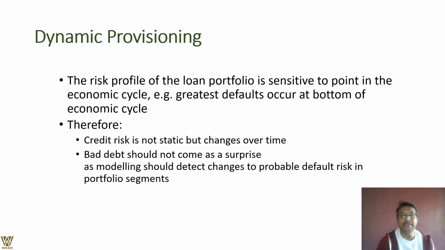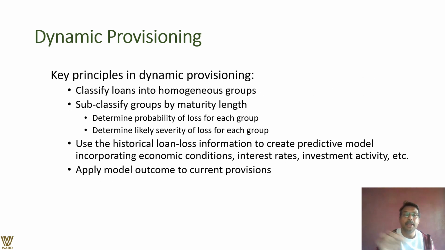Dynamic provisions: the risk profile of the loan portfolio is sensitive to the point in the economic cycle. The greatest defaults occur at the bottom of the economic cycle, when it is at recession. Therefore, credit risk is not static but changes over a period of time. Bad debt should not come as a surprise, as modeling should detect changes. It should look at the default risk in the portfolio segment altogether.